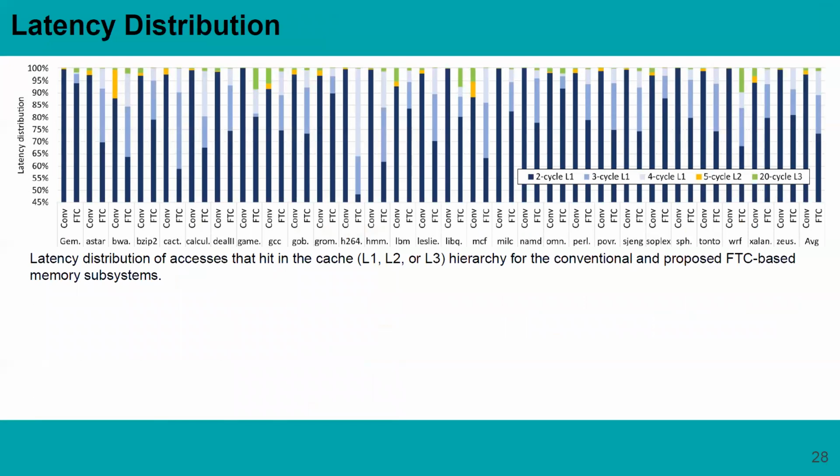This figure refers to the latency distribution in the cache hierarchy. Note that for FTC, latency in L1 is split into 2, 3, and 4 cycles, depending on the shift penalty. As expected, most benchmarks show a very high L1 hit latency distribution in both conventional and FTC approaches.